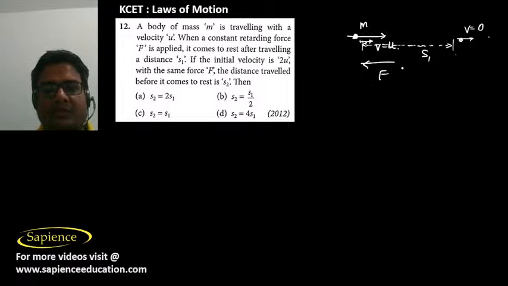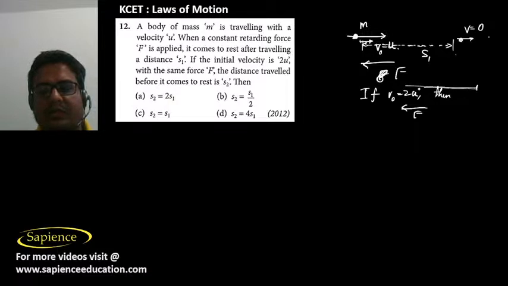If the initial velocity is 2u, so the constant retarding force is F. If the initial velocity v0 is equal to 2u, with the same retarding force F, then the distance traveled before it comes to rest will be equal to S2. Then we have to find the relation between S1 and S2.